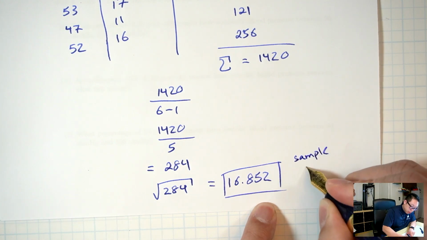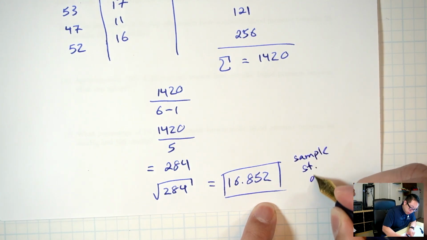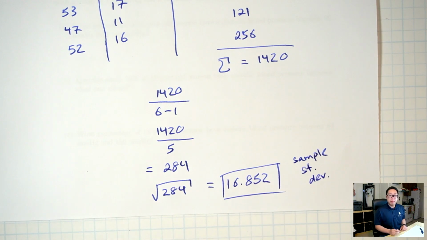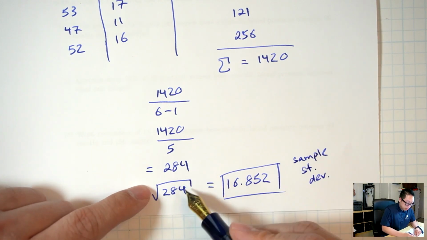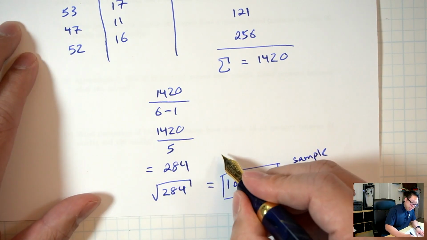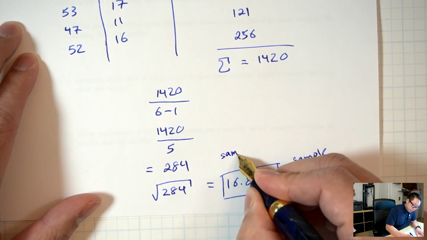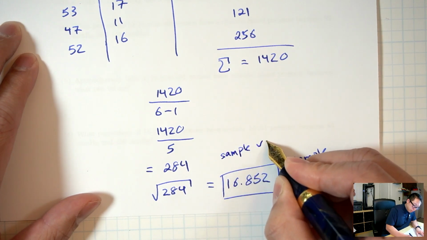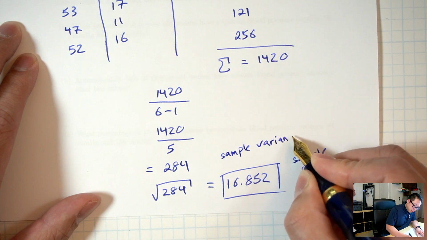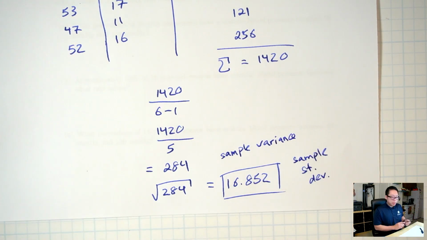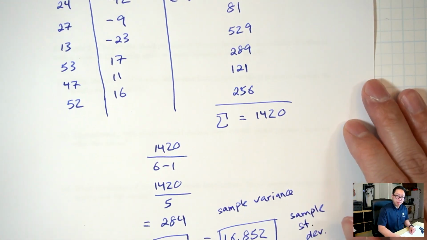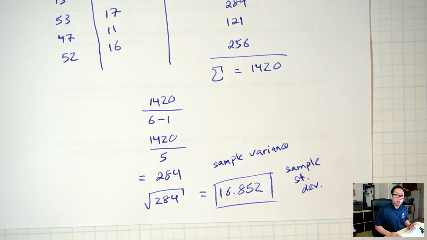So sample standard deviation. Okay, the number that you get before you took the square root, that's called the sample variance, which I won't talk about too much. Okay, so we found the sample standard deviation by hand. I'm going to ask you to do it one more time on the lab, and then that's it. And then after that, we'll do it by using a computer.